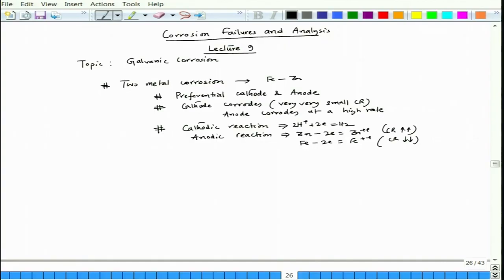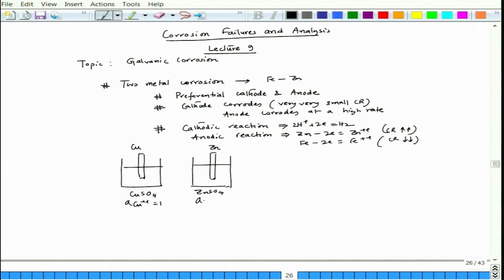Now, interestingly, if we consider a situation like what we had in case of the Daniel cell, we have one end where copper is dipped in copper sulfate, and copper ion activity was maintained at 1, and another end we had zinc dipped in zinc sulfate, and the activity of zinc ion was maintained at 1. And we develop some potential, and that potential we measured by standard hydrogen electrode, and here also we maintain the standard hydrogen electrode, and then we measure the potential.